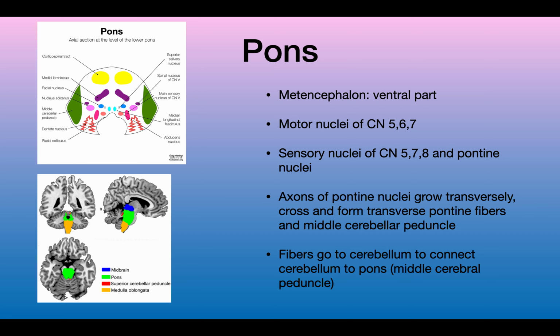Okay, so the pons. It's going to be the ventral part of the metencephalon. It's going to contain the motor nuclei of cranial nerves 5, 6, and 7, along with the sensory nuclei of cranial nerves 5, 7, and 8, along with the pontine nuclei. So the axons of the pontine nuclei will grow transversely and form the transverse pontine fibers along with the middle cerebellar peduncle. Right here. And then the fibers will go straight across to the cerebellum, and they connect and make the middle cerebellar peduncle.